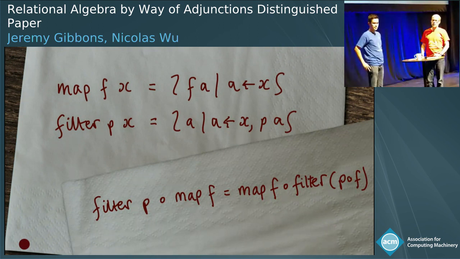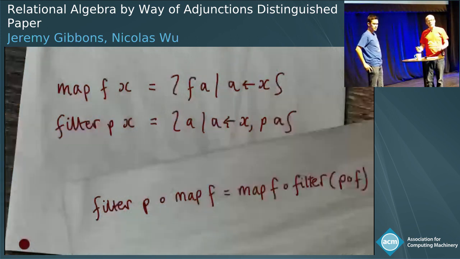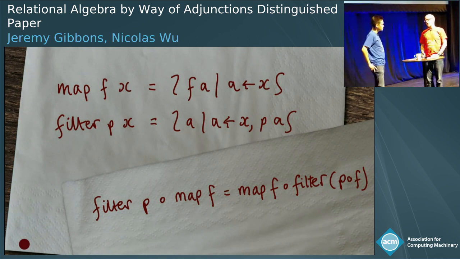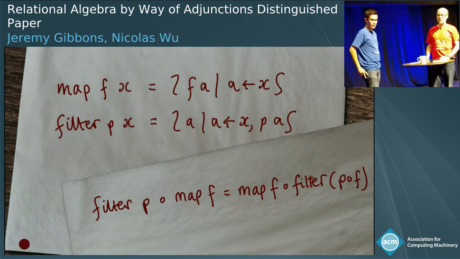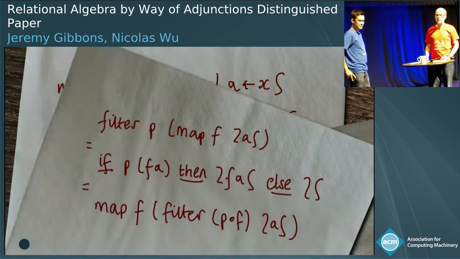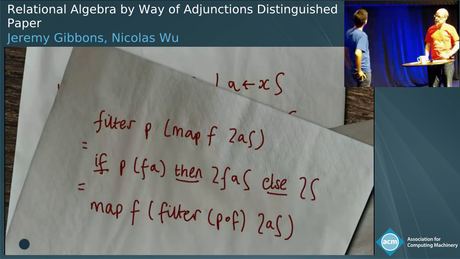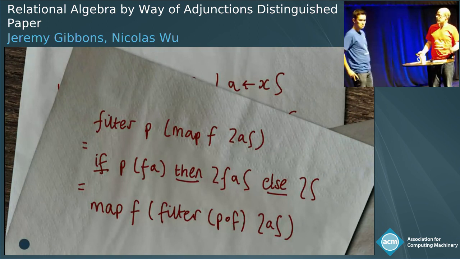These two operators commute. Filter p after map f is map f after filter p after f. In order to prove this, because both the left-hand side and the right-hand side are bag homomorphisms to the same commutative monoid, it suffices to complete the proof to think only about the singletons. So all the real work is in the action on singletons. And that's much easier to deal with because there's no recursion there.